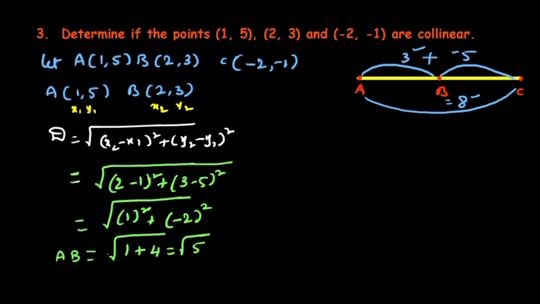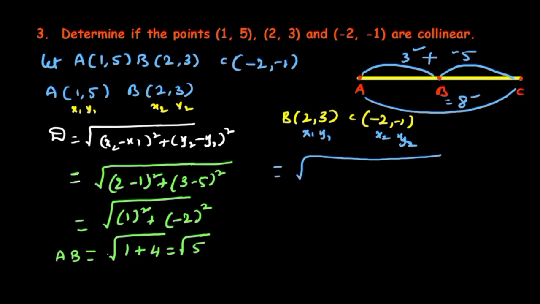Now I am going to take the distance between the next 2 points, that is BC. So B is 2, 3, and C is minus 2, minus 1. So here again we take this as x1, y1, and this as x2, y2, okay. As usual, the distance between the 2 points formula I already wrote here. So now I am going to apply that formula directly, root of (x2 minus x1) whole square plus (y2 minus y1) whole square. x2 is minus 2 and x1 is 2, okay.